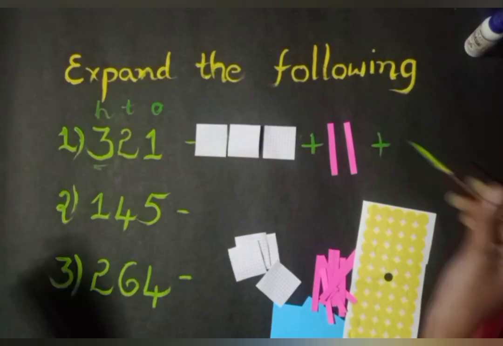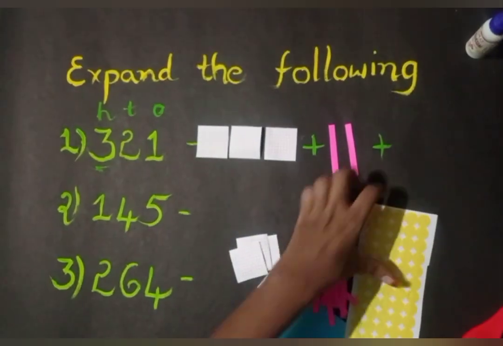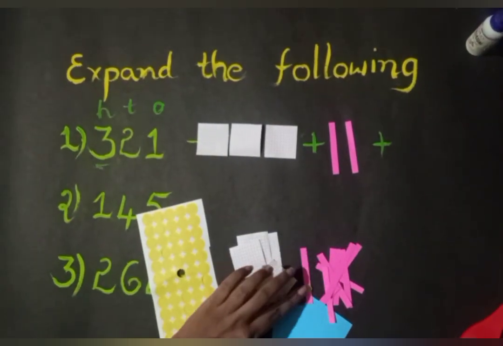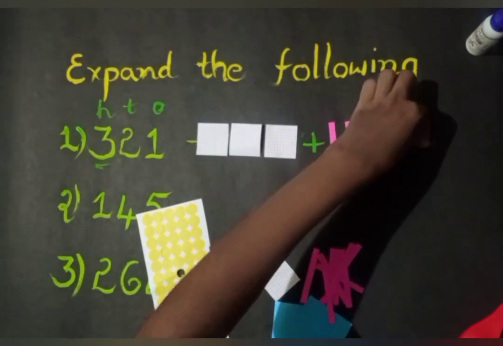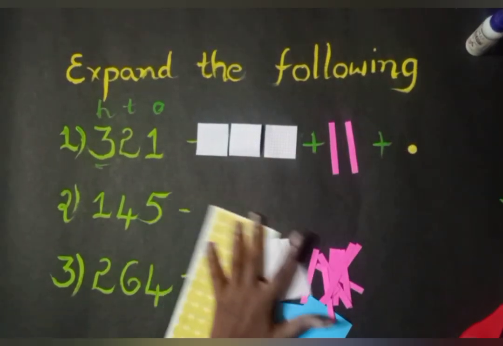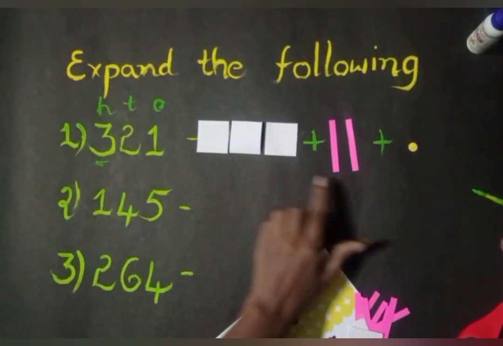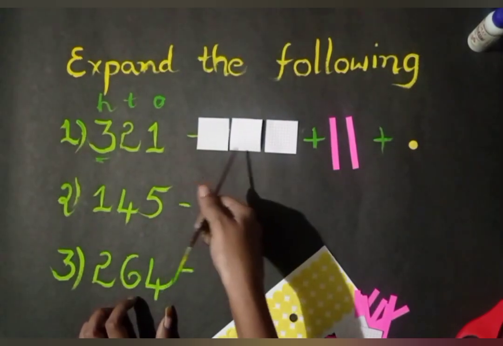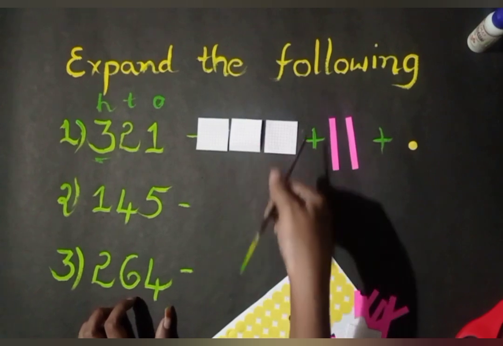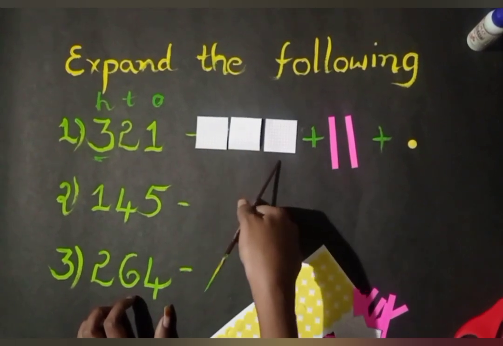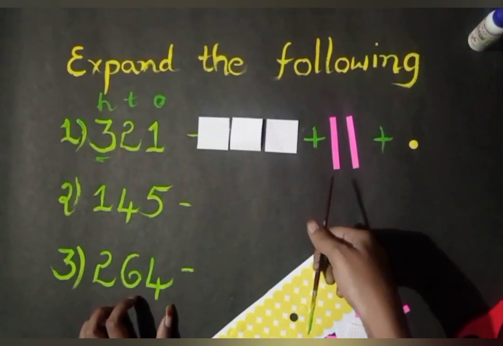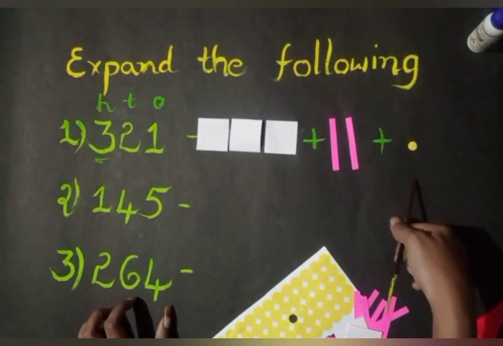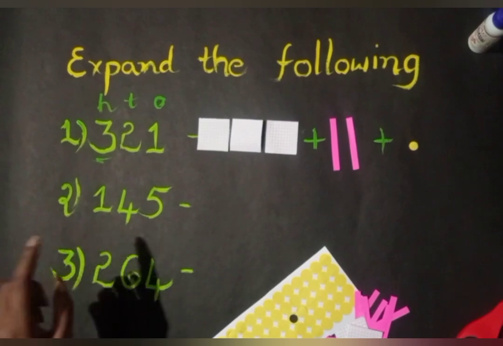See here next. After this, 1. 1 means you have to take only one bindi. It means only one circle you have to take here. So let's place this. Right? So this is the expanded form of 321. It's very simple, right? 300s are there. That's why we have taken 3 square sheets. It means 300s we have taken. Then 2 tens means we have taken 2 standing strips. And 1 means we have taken only one circle. Right? Let's do one more.